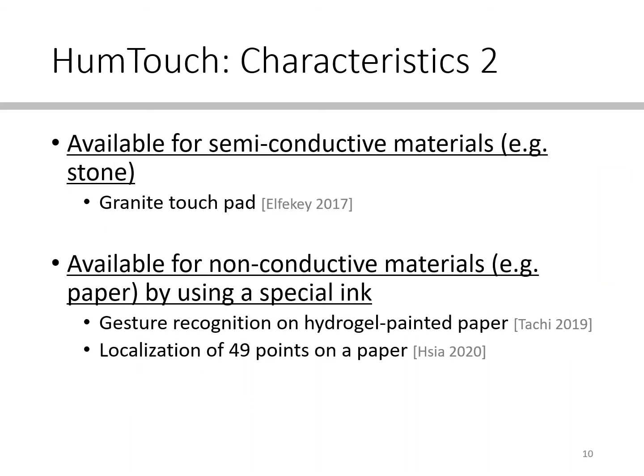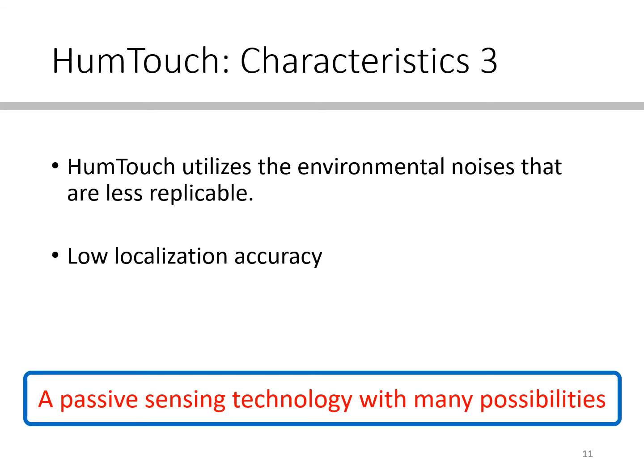In our previous study, HumTouch was proven available for semiconductive materials such as stone. Granite functions as a touchpad by using HumTouch. HumTouch is also available for non-conductive materials such as paper by using special ink. Gesture recognition and localization were conducted on the hydrogel paint paper. However, HumTouch utilizes environmental noise that is less replicable, so the localization accuracy was low. HumTouch is still a passive sensing technology with many possibilities.